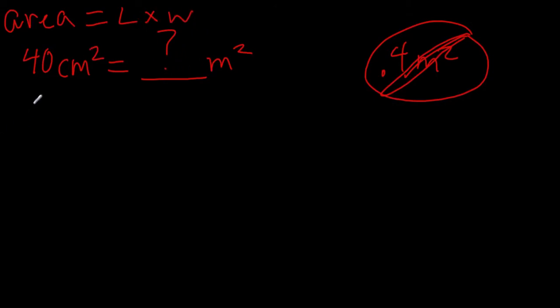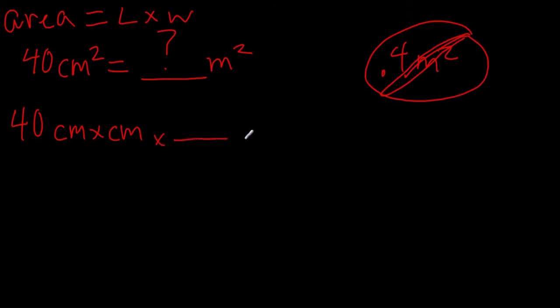So I like to use my factor label method, and I might have to separate this centimeter squared. I'm going to do that right now. I'm going to say 40 centimeters times centimeters. What that tells me is I've got to do this twice. I can't just do it once, because if I do it one time, I only convert one of the centimeters.